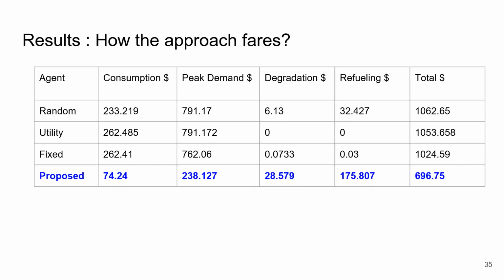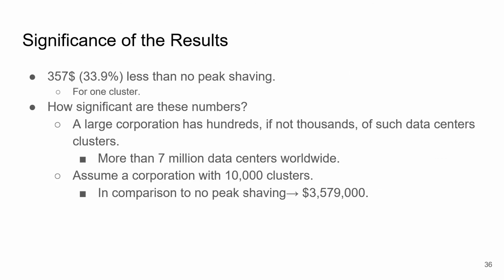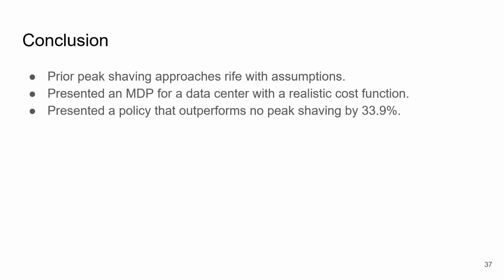Shown are the results for the baselines together with the result for the proposed agent. The proposed agent outperforms no peak shaving method by 33.9%. It also significantly outperforms the best fixed agent. The 33.9% gain achieved was only for one cluster. A large corporation that has thousands of such clusters can benefit significantly with this gain.